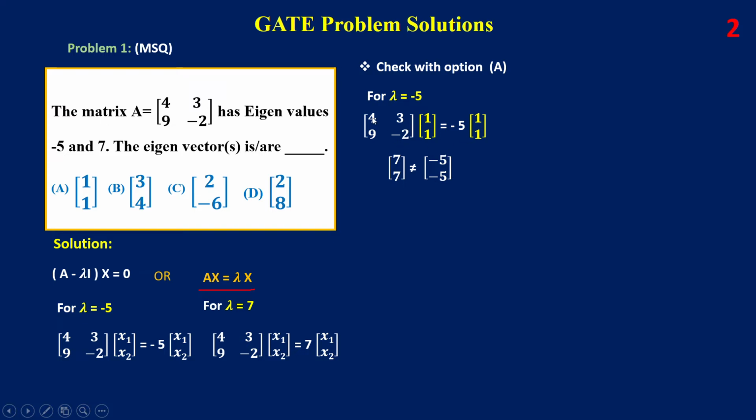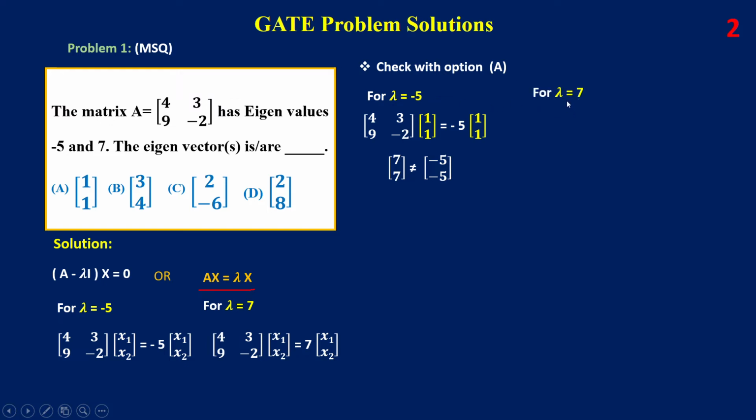Here 4 into 1 plus 3 into 1 is 7. 9 into 1 minus 2, 9 minus 2 is 7. So the left hand side elements are 7, 7. The right hand side elements are -5 into 1, -5 into 1, that is -5, -5. So the left hand side and right hand side are not equal. The formulation Ax equal to lambda x is not satisfied for the eigenvalue lambda equal to -5.